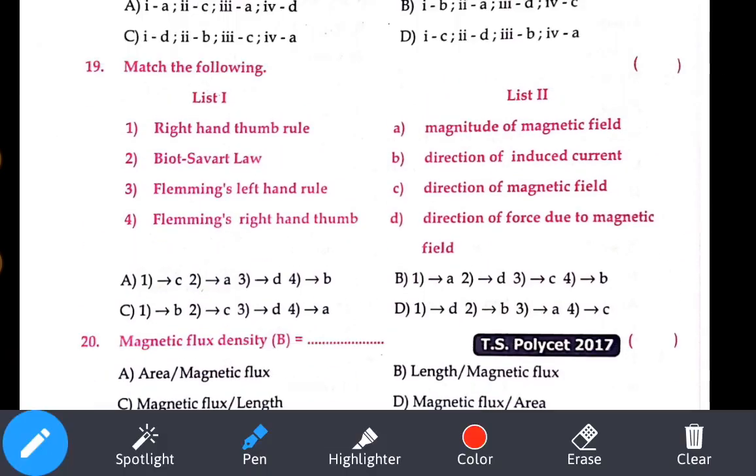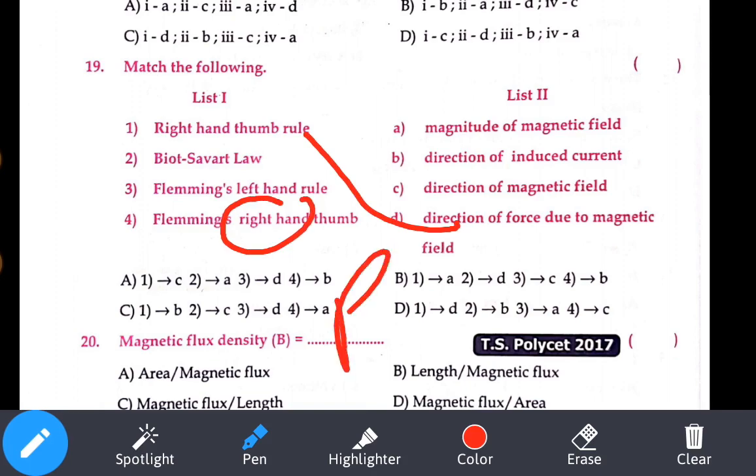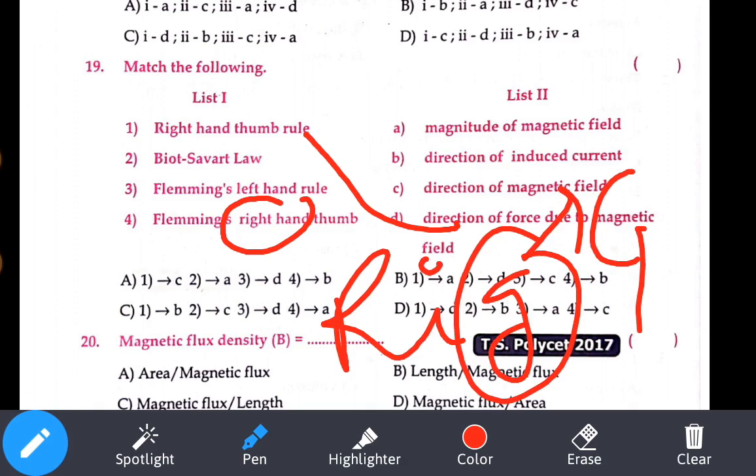Next one, right hand thumb rule. The right hand thumb rule tells about two factors: the direction of force and the magnetic field. So we can say it gives the direction of force due to the magnetic field. Now remember Fleming's left hand rule and Fleming's right hand rule. Just remember the G as generator. What does a generator do? It induces the current; current is produced in it. So Fleming's right hand rule is for the direction of the induced current. So 1 is D and 4 is B.